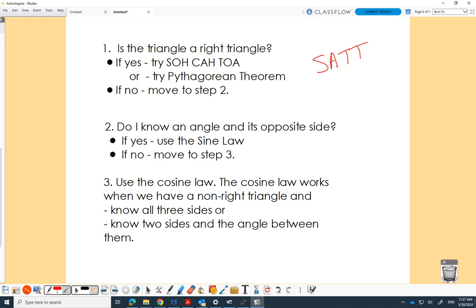Sum of the angles of a triangle. If not, you move to step 2. And if you have an angle on opposite side, use sine law. If you don't have an angle on opposite side, use cosine law. By the way, sum of the angles is still in. That works anytime you want to use it, and we used that in that last example.